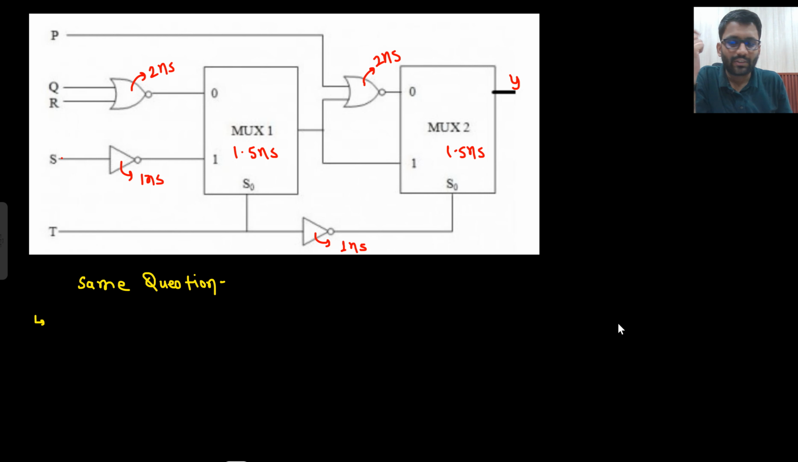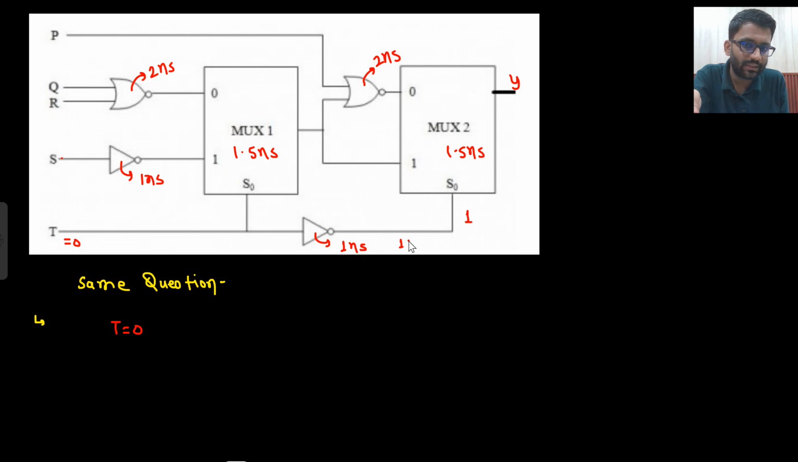Okay. So now let's solve this question. So these data are given, delay of all the gates are mentioned, and MUX delay is also mentioned. The same question is there, you need to find the maximum delay at the output. So the same way I will approach. First I will put t equals to 0. So if I put t equals to 0 here, what I will get here? 1 I will get.